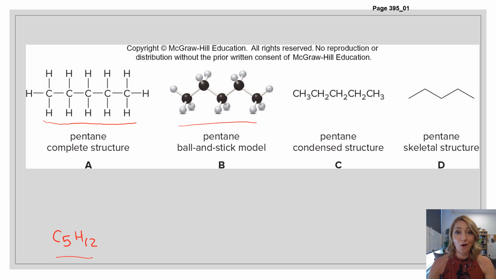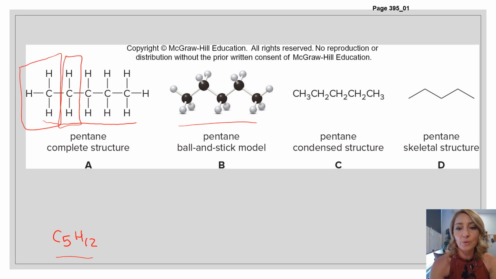So each of those carbons has a tetrahedral shape on it, and that's what gives us this zigzag pattern for our actual structure. If we were to condense that structure, again, we draw these boxes around each carbon, and we'd wind up with CH3, CH2, CH2, CH2, CH3.